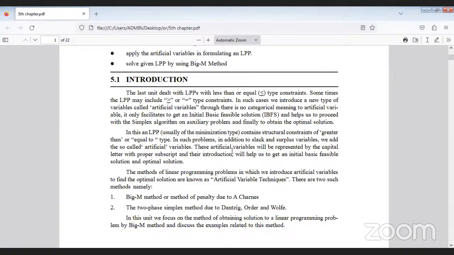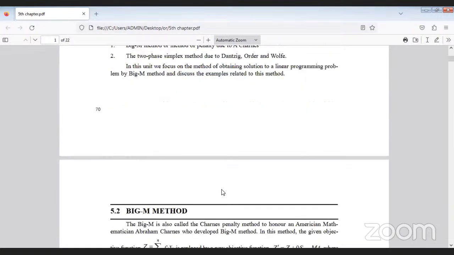Big M method or method of penalty, due to Charnes; both are the same. The two-phase simplex method is due to Dantzig, Orden and Wolfe. In this unit, the focus is the method of obtaining the solution of a linear programming problem by the big M method. We discuss examples related to this method.